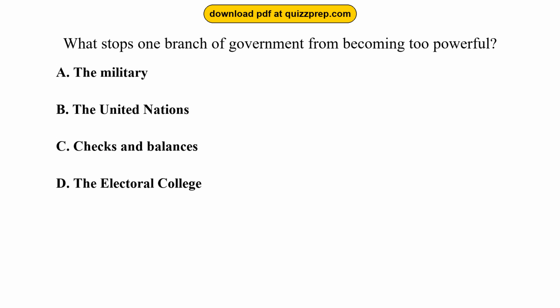Question 37. What stops one branch of government from becoming too powerful? Option A, the military. Option B, the United Nations. Option C, checks and balances. Option D, the Electoral College.